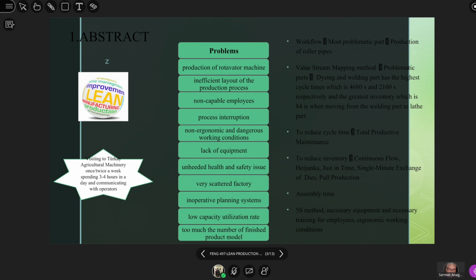Do you think such numbers are enough? Actually, we created a value stream map, but we also got data from the factory's database, and we compared them with our findings. So we think it's enough.